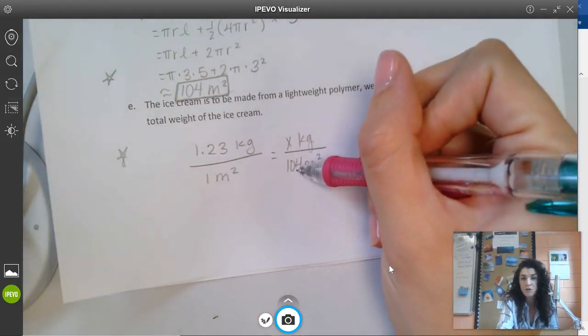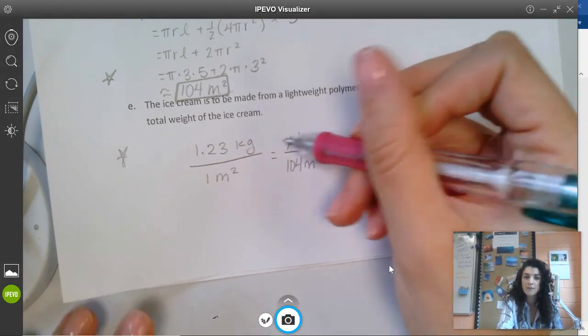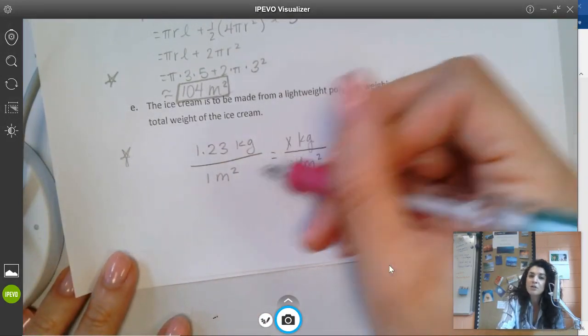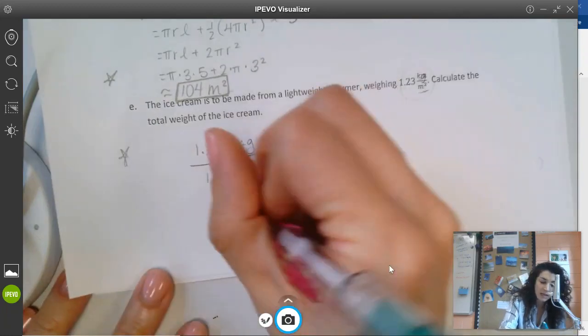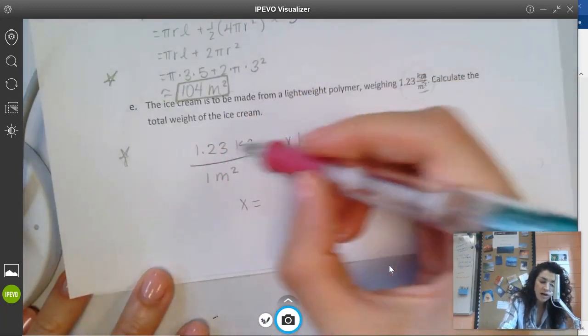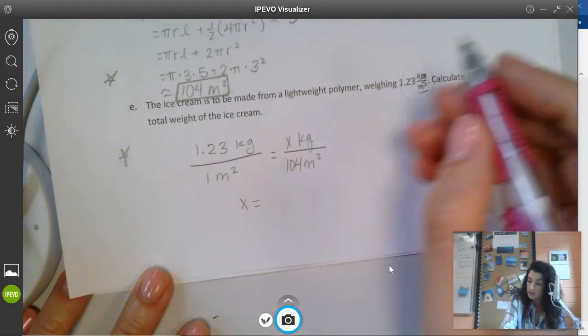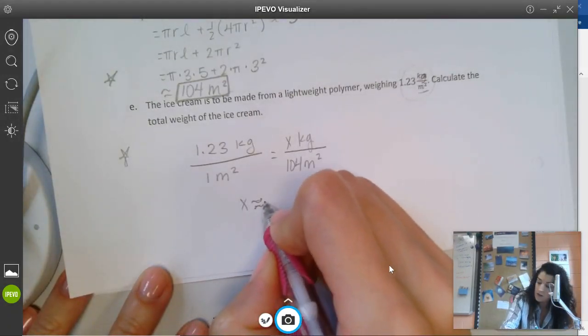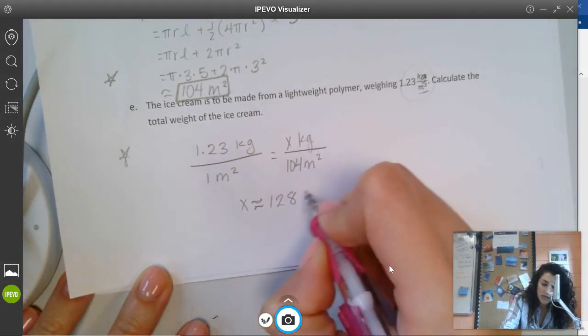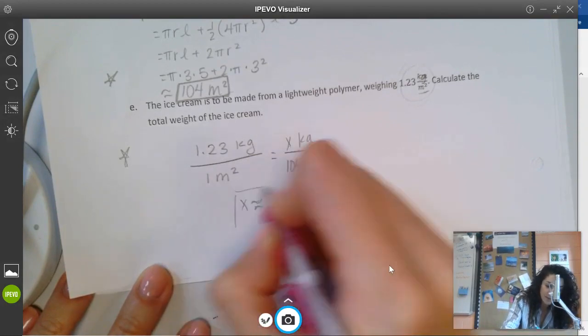So I've got 104 meters squared. I just don't know what the weight of that is. Cross multiply and solve. It's pretty straightforward because 1 times x would just be x equals, and then 1.23 times 104 to 3 significant figures is about 128 kilograms.